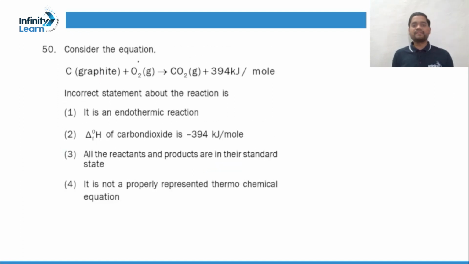50. Consider the reaction. Graphite plus oxygen gives you CO2, that means delta H is equal to minus 394 kilojoule per mole. Incorrect statement is, it's an endothermic reaction. No, it's an exothermic reaction, and this is the right option. So 51, option number 1 is the right answer. Okay, clear.